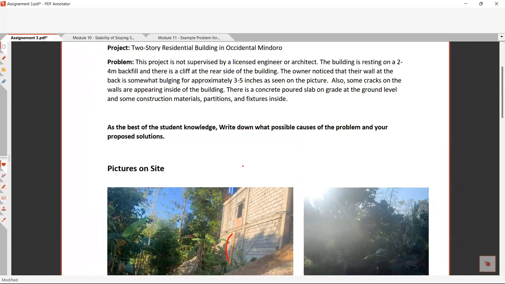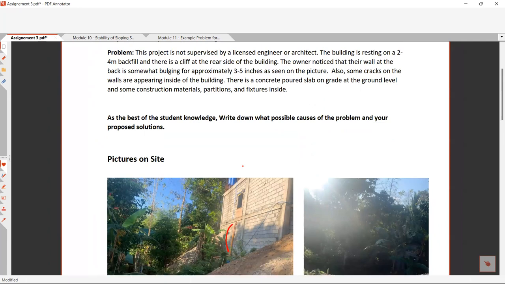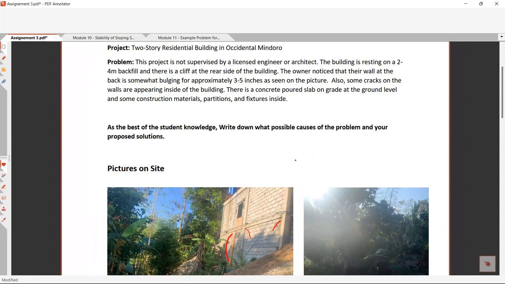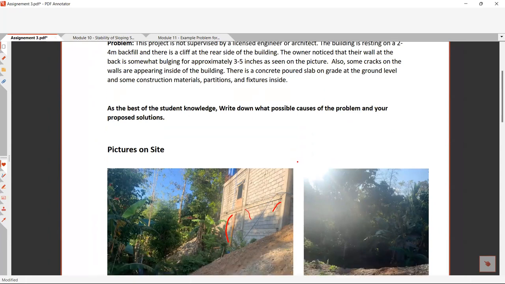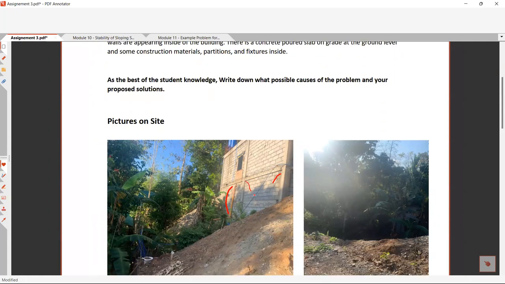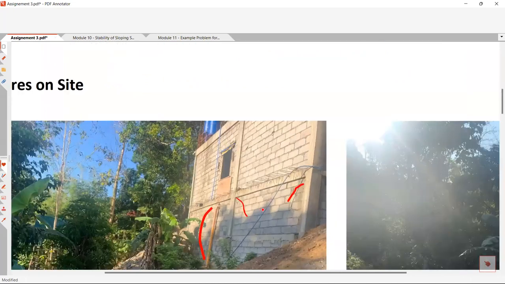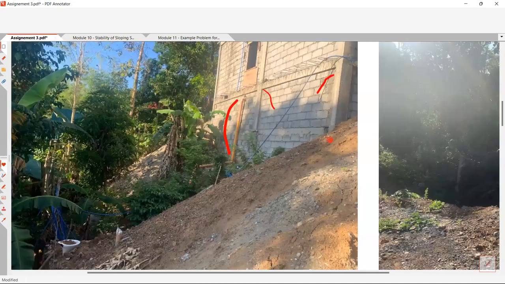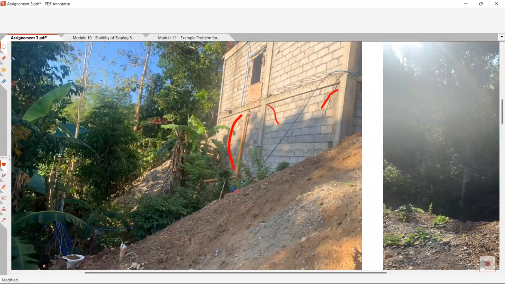Okay, also some cracks on the walls are appearing inside the building. So may nakitang crack dito sa walls. Okay, and also there is a concrete poured slab on a ground level. Okay, so as you can see, we have here, this was supposed to be a tie beam. Okay, so andito yung slab, may slab na daw dito. Ayan, yung slab na yun.